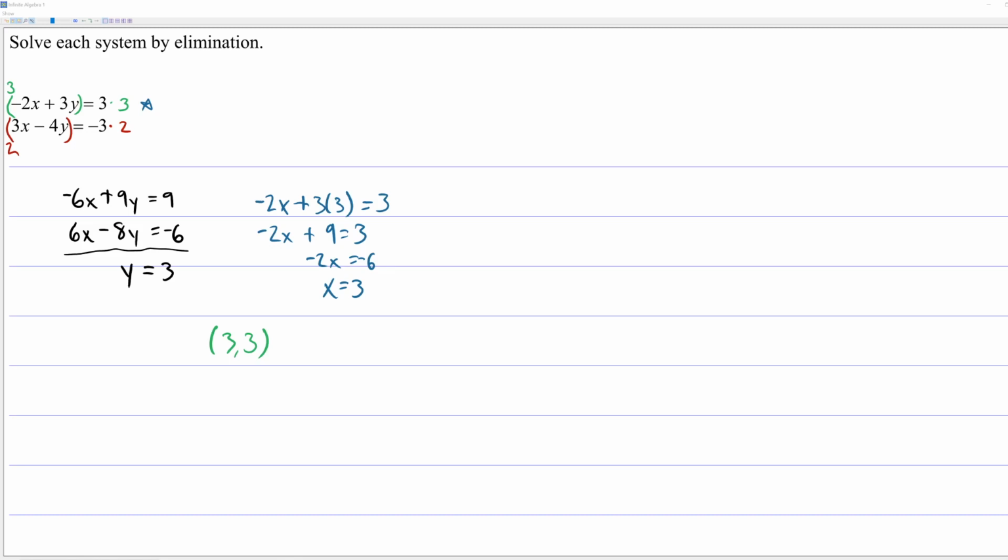So this is the elimination method. Compare it with the substitution method. You do need both. They're both really useful and will be for the remainder of the math classes that you ever take.